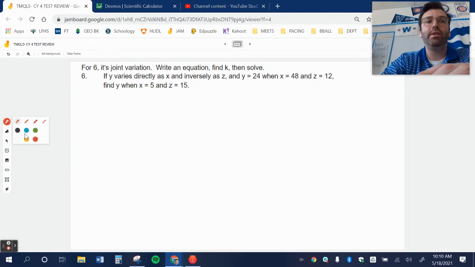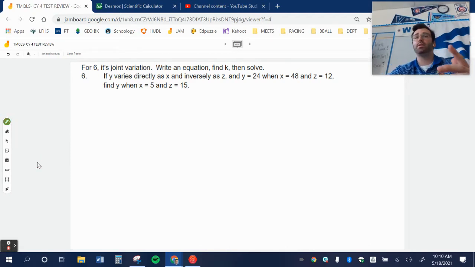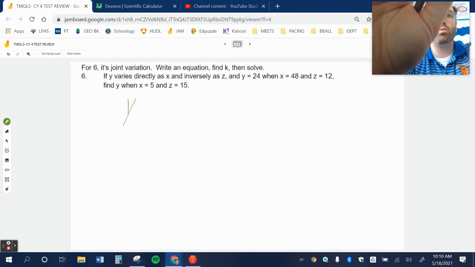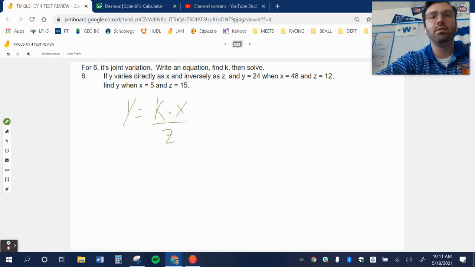Let's keep going. Joint variation now. So joint variation means we're just going to have more than one variable. That's all. That's the only difference there. So y varies directly with x. So that means y equals k times x, and inversely with z. So inversely meaning divided by z.